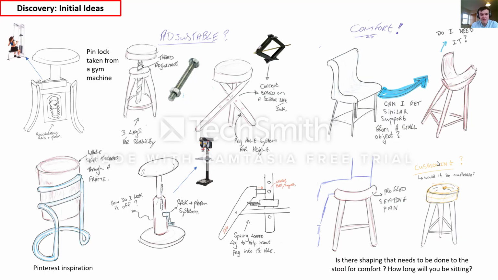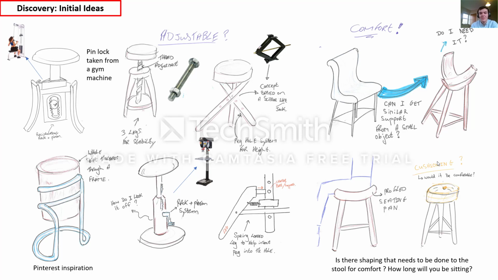Initial ideas then, so I just literally started sketching out what I thought and started thinking about things around me. So I looked at the likes of adjustments, so different things like a pin system like you'd see in the gym, a trolley jack, or the pillar drill. Just looking around me, to see what type of adjustments I could find.